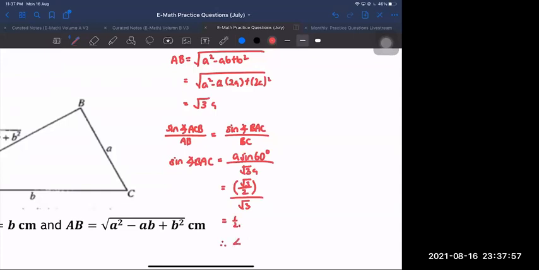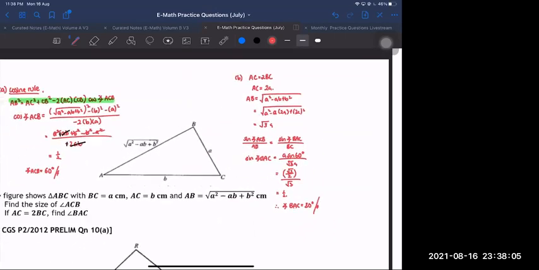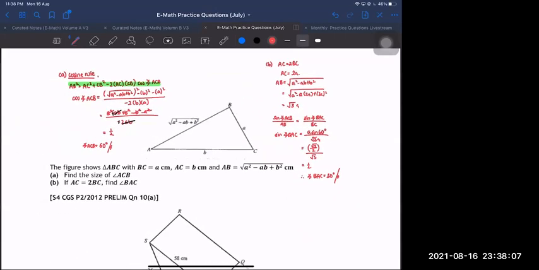Therefore, angle BAC is 30 degrees. Okay, and this is the full solution. Now, for this question, the reason I chose it is because the manipulation is very important. Sometimes when manipulation gets a bit complicated, that's why students start to struggle, but always go slow. Always make sure that you know what you're doing. Always take it step by step.